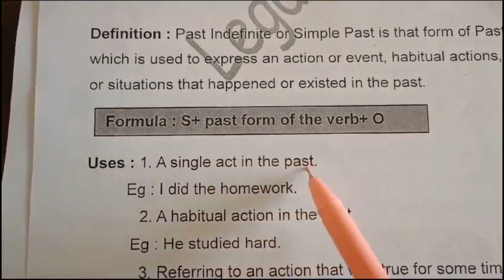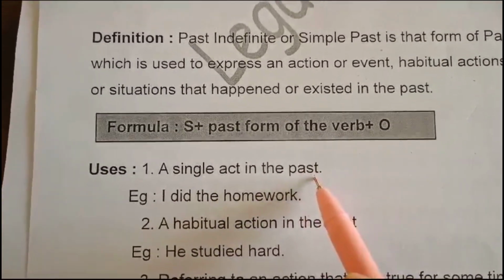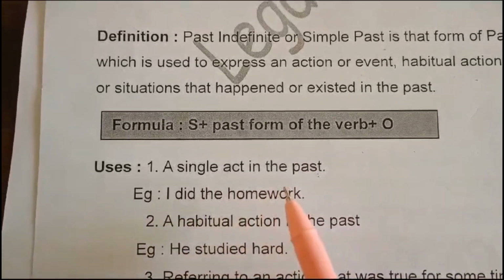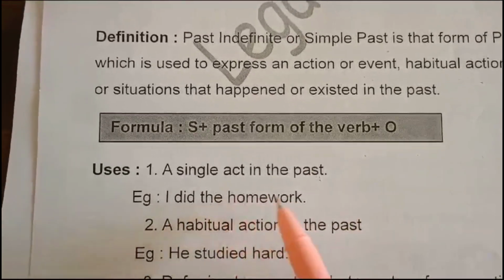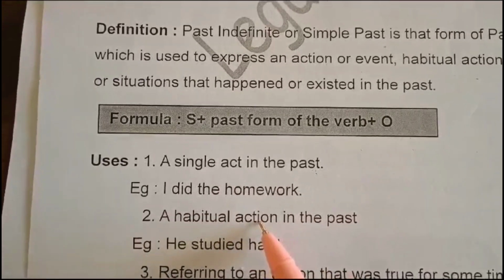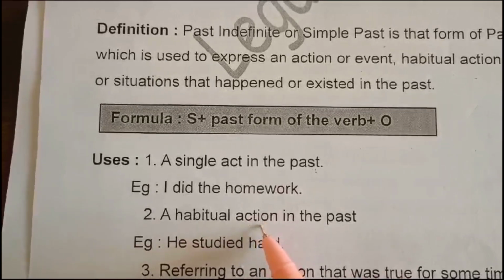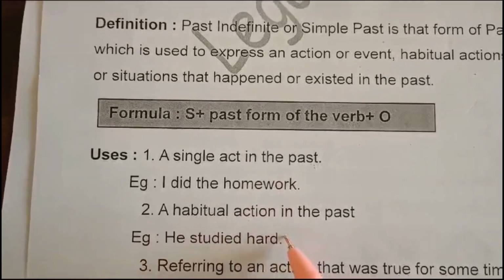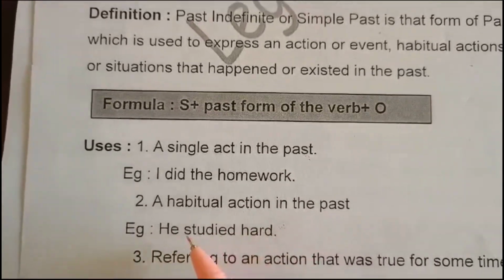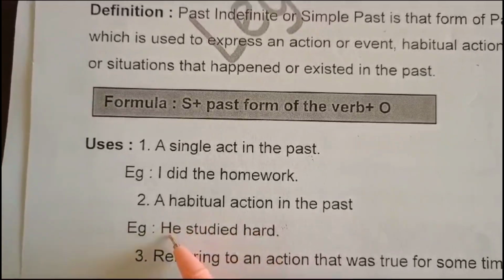Single act in the past. A simple single act which happened in the past. This is the first use of past indefinite. I did the homework. A simple thing which I did in the past. Second, a habitual action in the past. A work or an action which was done in the past on a daily basis. He studied hard. That means every day he was studying very hard. That means he studied hard, which is a habitual action of that particular person.